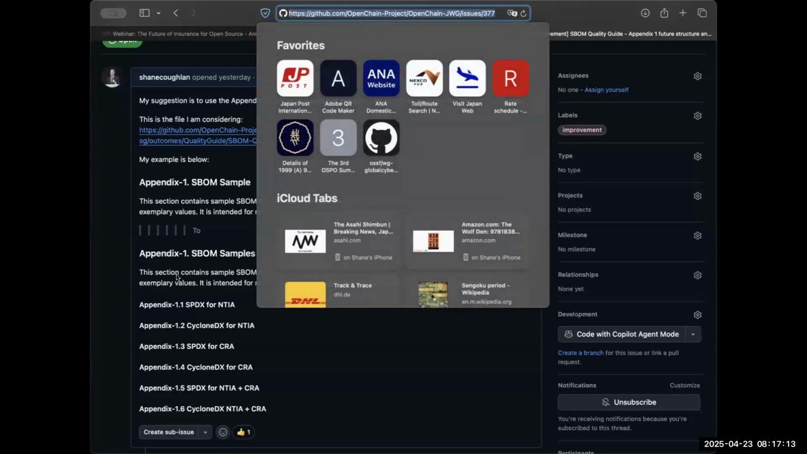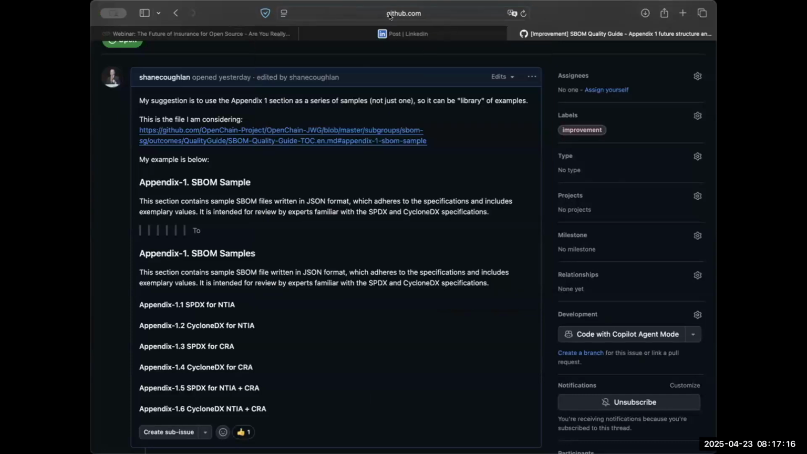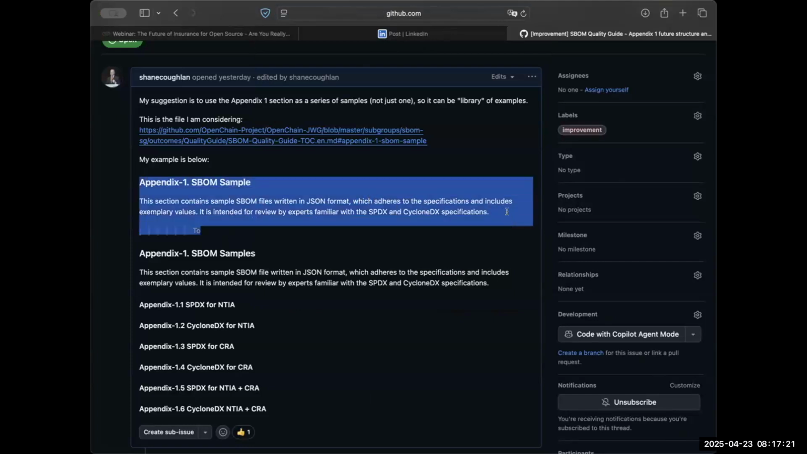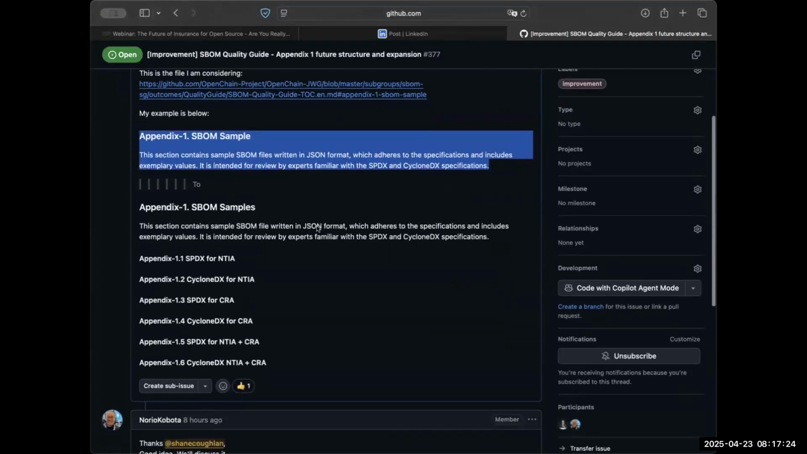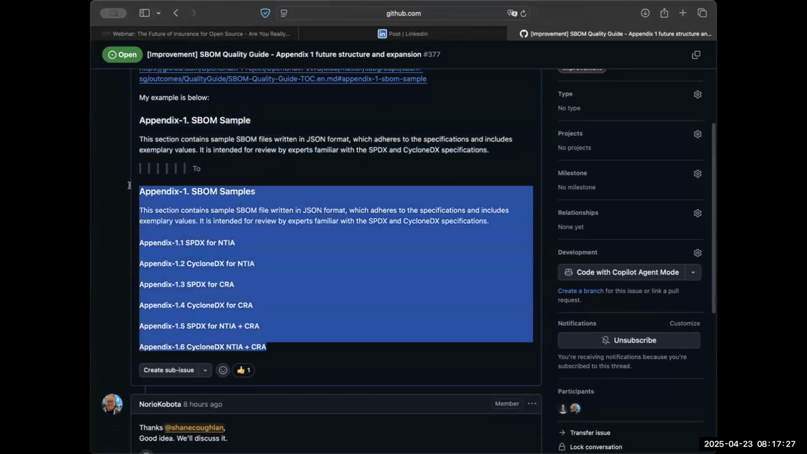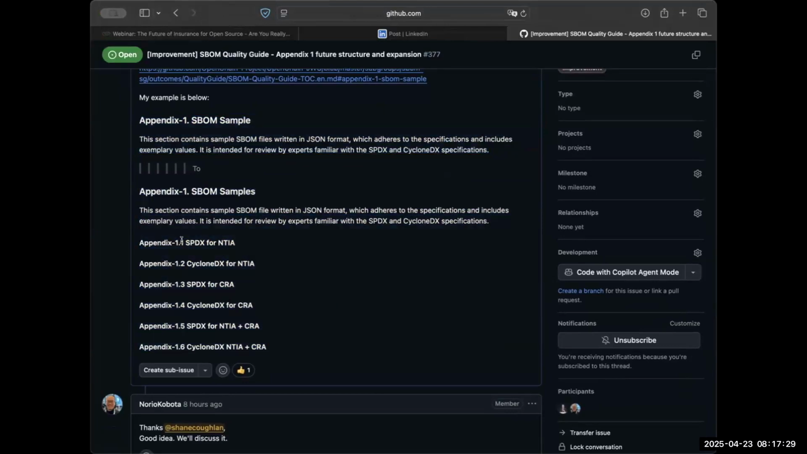Thank you. This is an issue that's open on GitHub about this document. Right now we have a small bit of text saying there'll be SBOM samples, and I suggested that we have these types of samples. Like, what is the minimum in SPDX you need for NTIA and CycloneDX for NTIA? Then later, once we have the rules, what's the minimum in SPDX for CRA and CycloneDX for CRA? And then what is it for NTIA plus CRA? What fields do you need in SPDX?